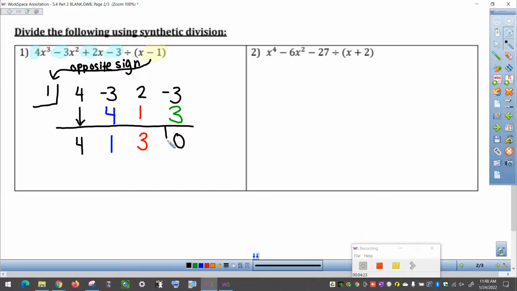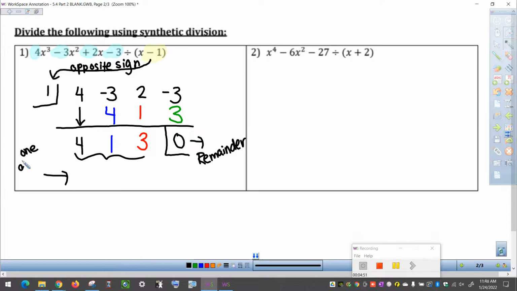Now, I like to do a little box for that very last number to separate it out, because that is going to represent the remainder. Now, as we saw yesterday, if the remainder is equal to 0, it just means that x minus 1 is a perfect factor of what we started with. Now we need to do something with the 4, the 1, and the 3. So this is going to represent a polynomial that is 1 degree less than whatever we started with.